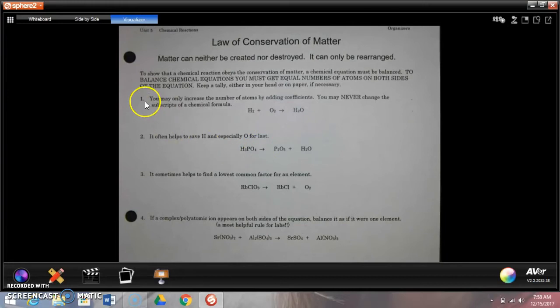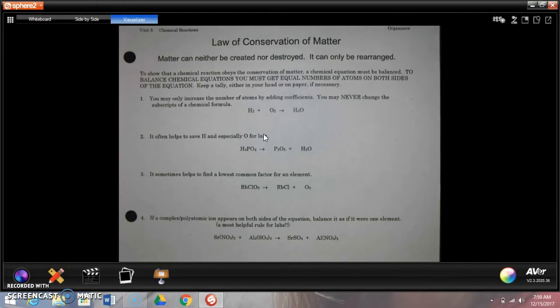The first one is always true. Once you have your formulas written correctly, so that's what you did in Unit 4A, you learned how to write your formulas, you don't change those. The only way to balance an equation is by adding coefficients, so numbers out in front. You never are going to change subscripts once you've written that chemical formula right.